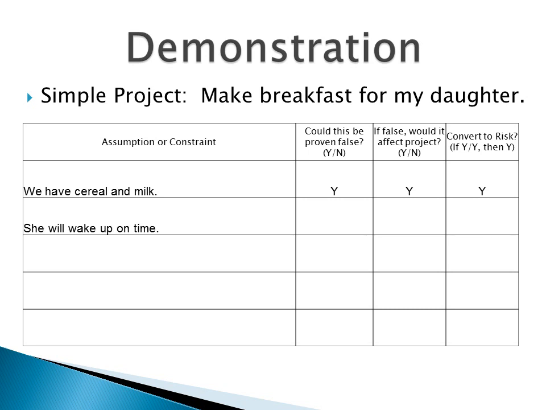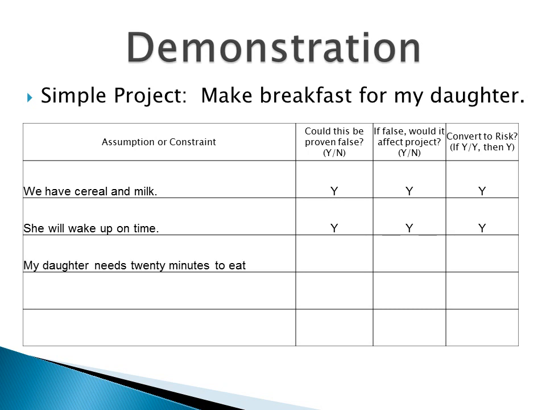Another assumption that I make is that my daughter will wake up on time. This could prove false because she sometimes oversleeps. If she does oversleep, it could affect the project. So again, this assumption should be considered a risk.